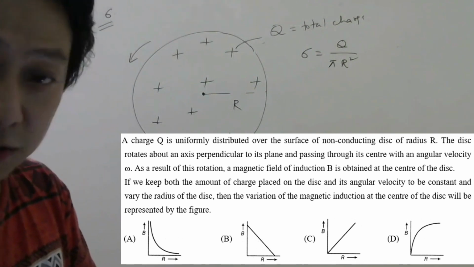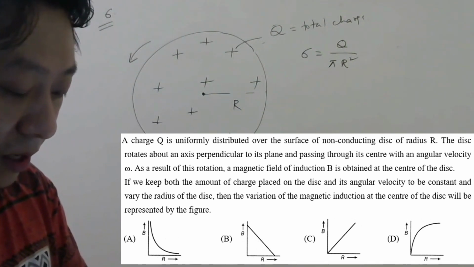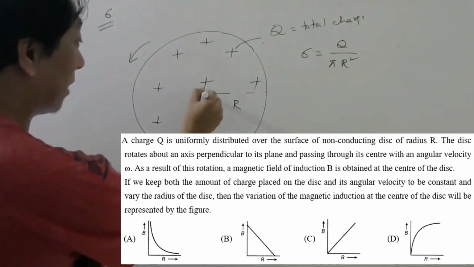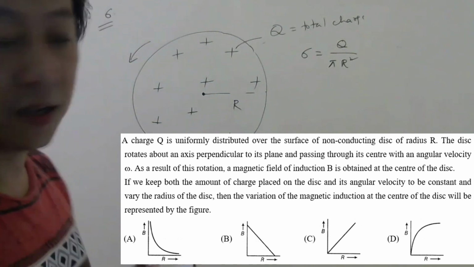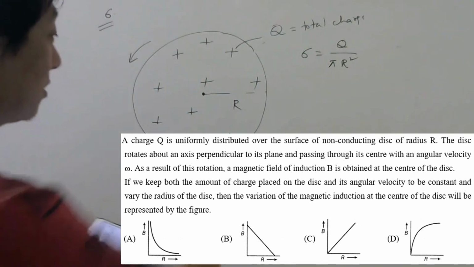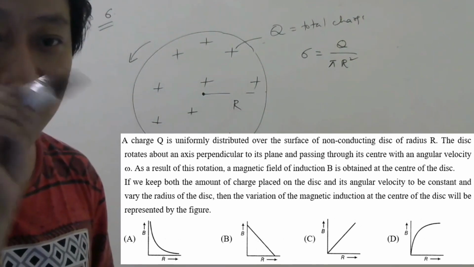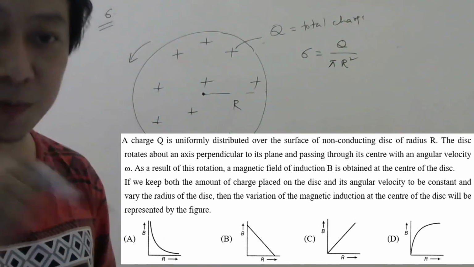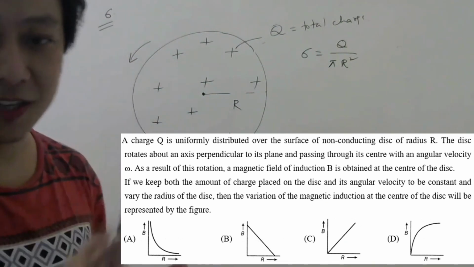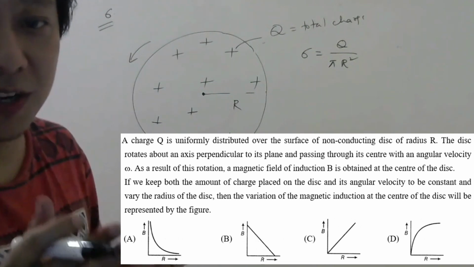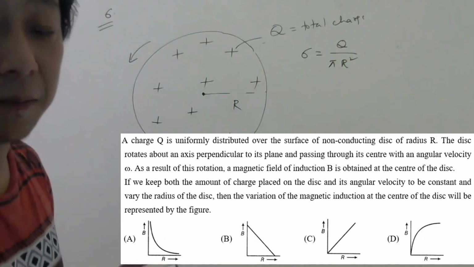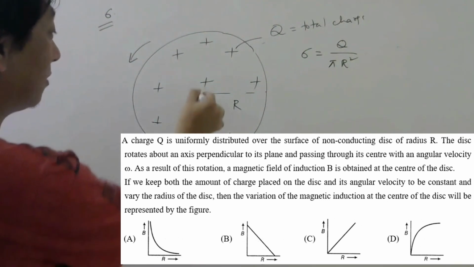As a result of this rotation, a magnetic field of induction B is obtained at the center of the disk. So there will be some magnetic field here. Now you may be thinking why? Once it starts moving, there will be current. So that current will produce some magnetic field here. It is similar to a single electron moving in a circle. That also produces magnetic field at the center. If it was not rotating, there will be no magnetic field, because there won't be any current. But once it rotates, there will be magnetic field at the center.